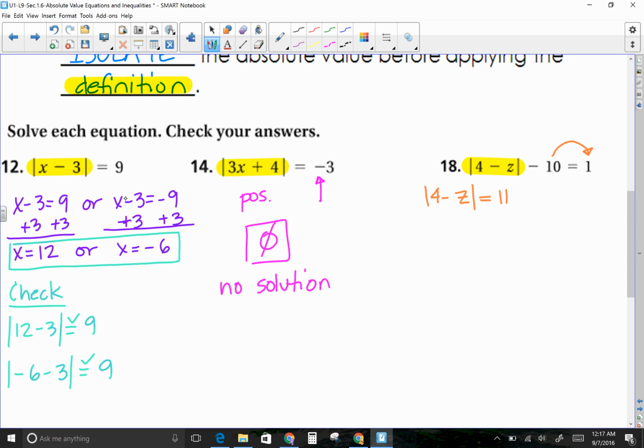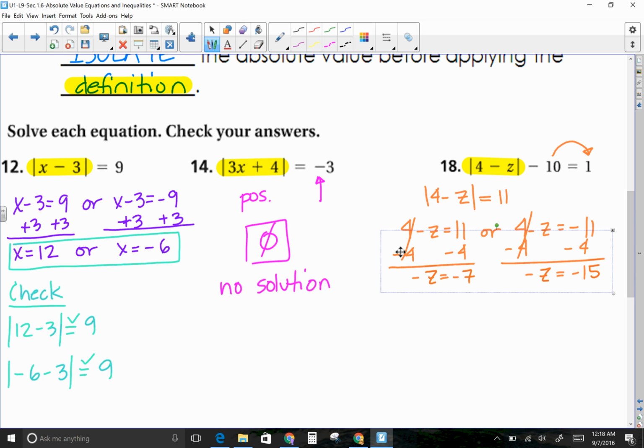So I'm going to apply this definition right here, which means I write it just like I see it. 4 minus z equals 11. I write the word or, and then what's on the inside equals the opposite of 11. And now I'm going to solve. So I'm going to subtract 4 on both sides here, giving me negative 7 equals negative 11. I'm going to subtract 4 over here. And that's going to give me negative z equals negative 15.